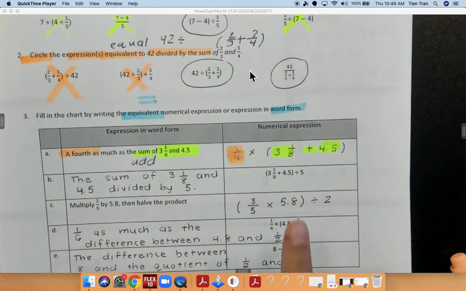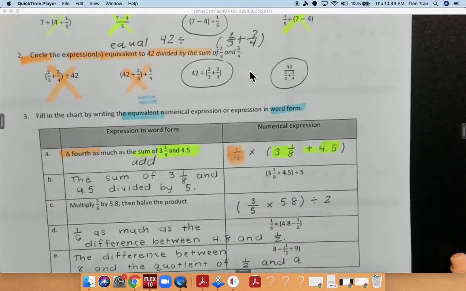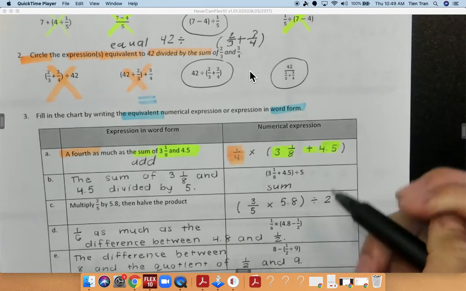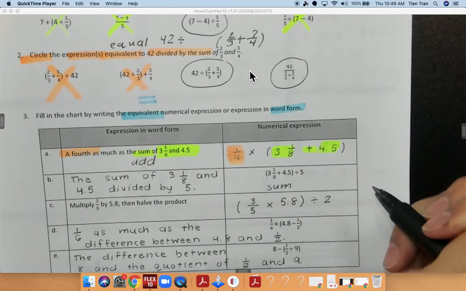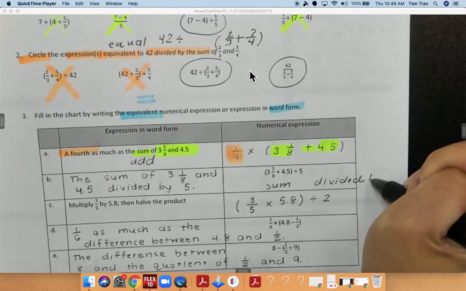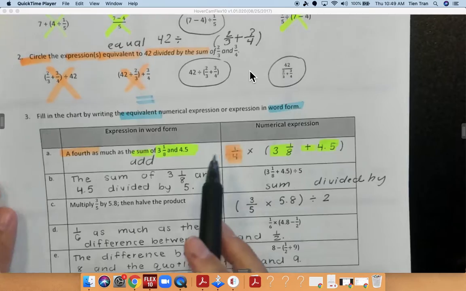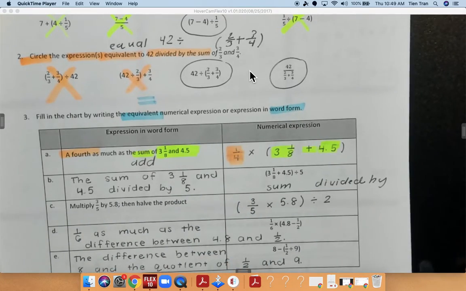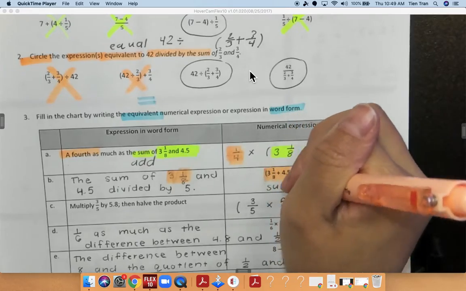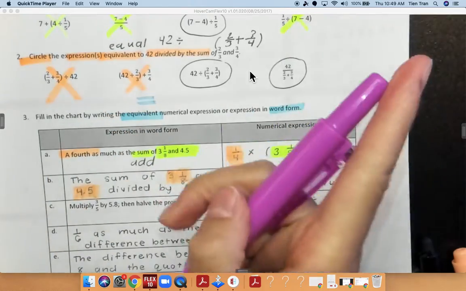For the second one, we have 3 and 1/8 plus, so this means sum. And then it says divided by 5, so I can just write divided by 5. So we're going to use the sum and divided by. So we have the sum of, we're pretty much copying what they have here, the sum of 3 and 1/8 and 4/5, and we're dividing it by 5.